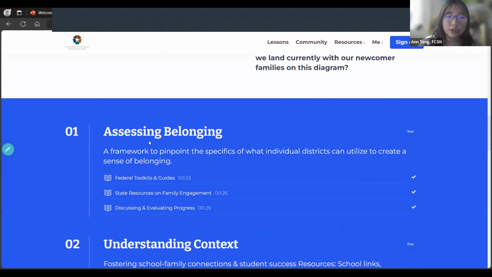But I'm going to click into the first one on assessing belonging as a whole so that you can look at the consolidated information that we have so far on federal toolkits and guides, state resources on family engagements, as well as a space for discussing and evaluating progress.